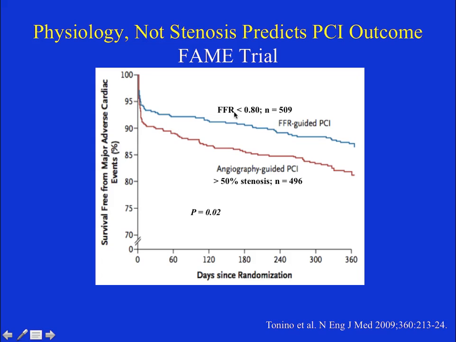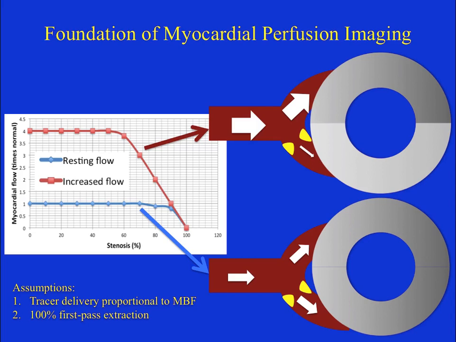As we can see from this survival curve, the survival in the fractional flow reserve group is much better than the survival in the angiography guided PCI group. So physiology, that is fractional flow reserve and not stenosis, predicts treatment outcome. All this leads us to a test which is physiologic and non-invasive, that is called myocardial perfusion imaging.